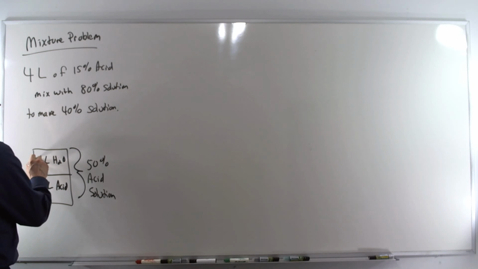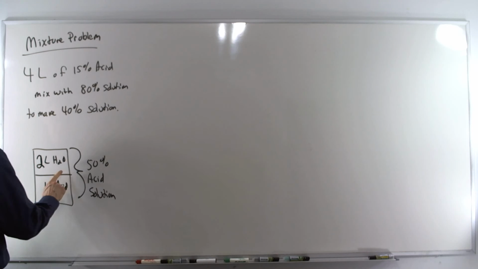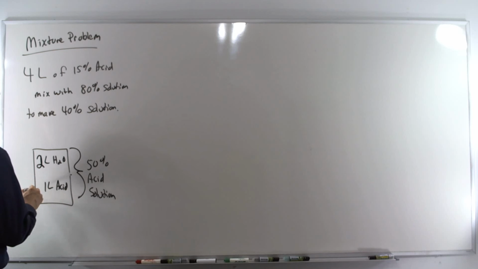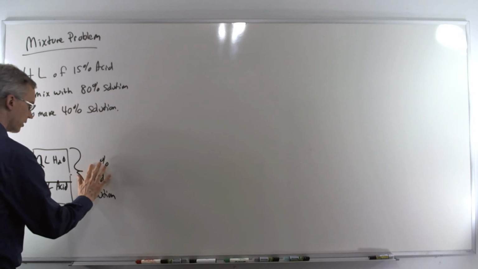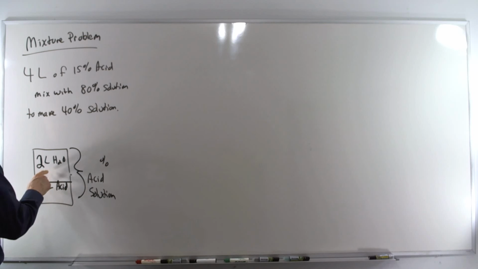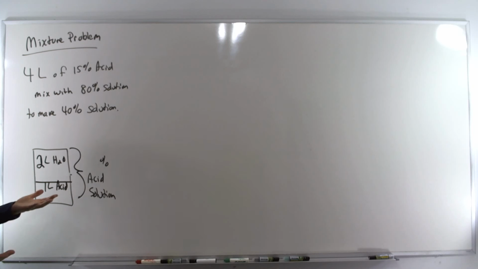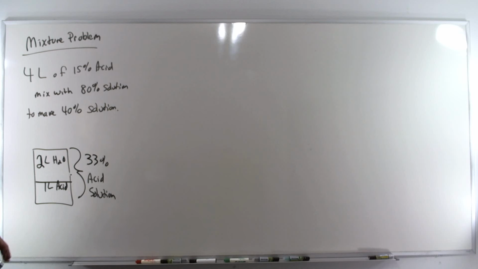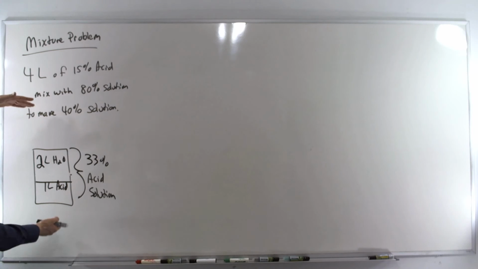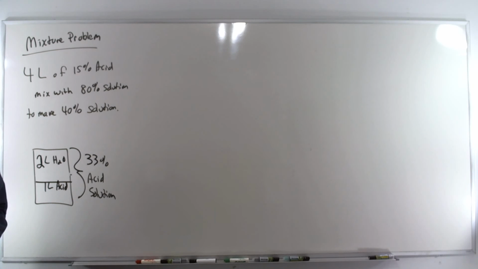And we could do 2 liters of water, in which case we would take 1 divided by the total amount of liquid, which is 3, and that's 33%, rounded. So if we have 1 liter of acid and 2 liters of water, that would be a 33% acid solution. 1/3 of the total volume of liquid is acid. 2/3 of it is water. So that's how you figure out the percentage of an acid solution.